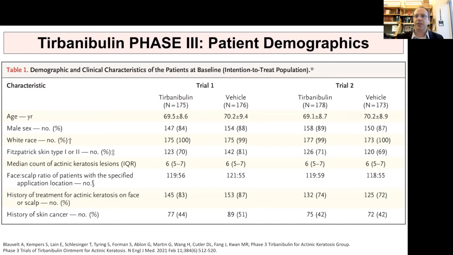So let's take a look at the patient demographics. So we see on the left the characteristic, then we see trial 1 and trial 2 in the center and on the right. The average age across both trials was around 70 years of age. About 85% or so of the patients were male, and about 99% were Caucasian with either Fitzpatrick 1 or 2 type skin. The average actinic keratosis count was around 6 in the treatment area across the entire study. And about 45% or so of the patients involved in the trial had a previous history of skin cancer.